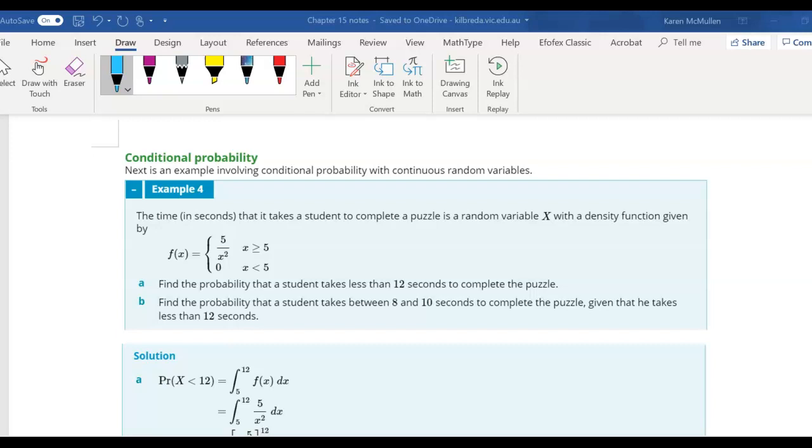Hi everyone, this is the second video covering 15A, so part 2. We're going to look at an example on conditional probability and then do quite a few questions from 15A. So it's important that you pause if you feel like you can do it on your own, or have a go at doing it on your own and then watch it and see how you went.